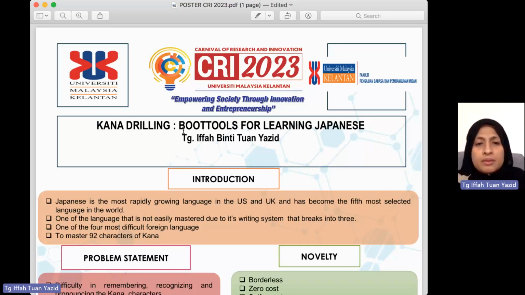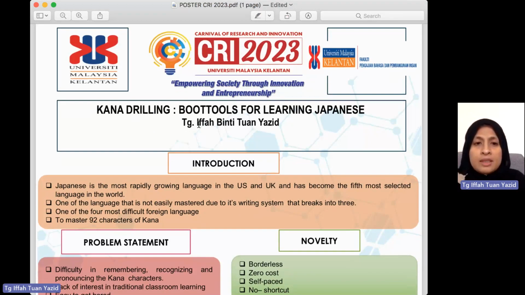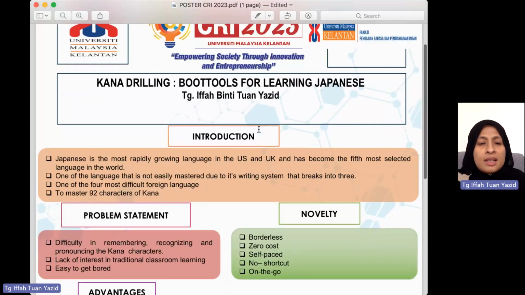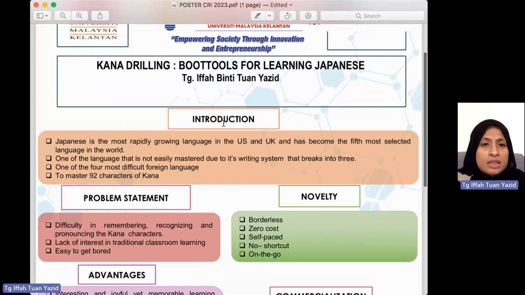My topic for this CRI 223 is about Kana drilling, a bootstool for learning Japanese. My name is Tengku Ifa binti Tuan Yazid, and I'm from Fakulti Pengajian Bahasa dan Pembangunan Insan. So this is the introduction of the proposed apps.